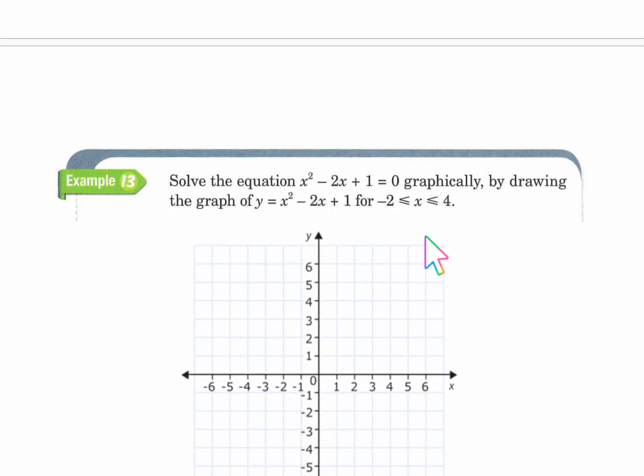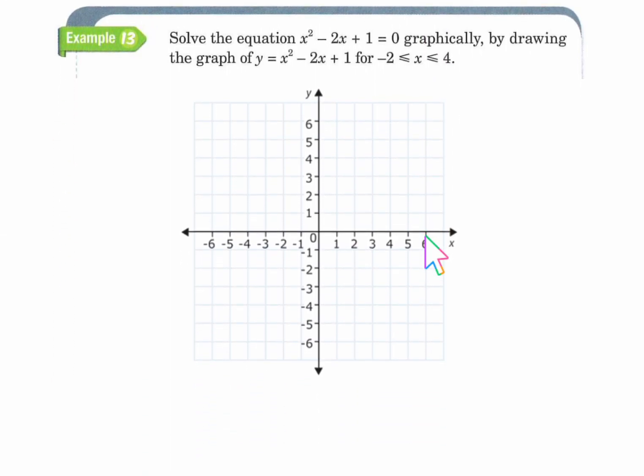All right, let's take a look at example 13 from the book. Solve the equation x squared minus 2x plus 1 equals 0, and then you're going to draw the graph for it between these two values for x. Go ahead and pause the video and see if you can solve this one yourself.